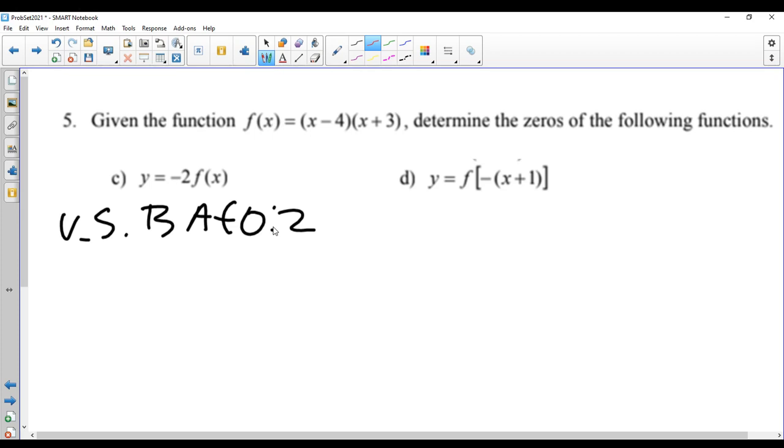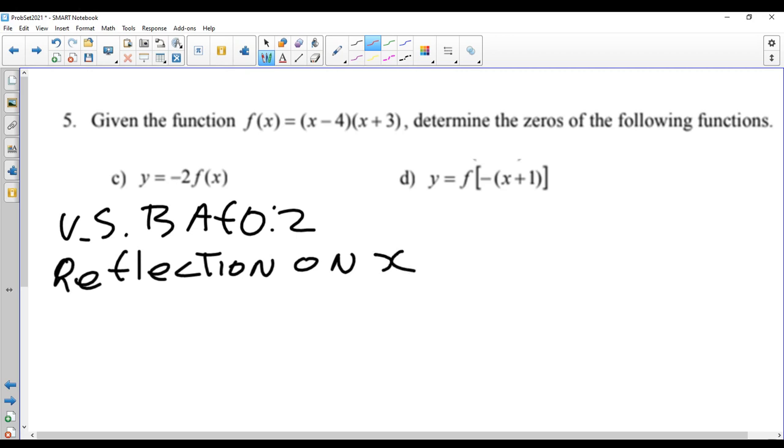What else is going on? Go, Sahil. Reflection on the X. Okay. Now, which of these is going to affect our zeros? Which one will affect our zeros? Go ahead, Sana.